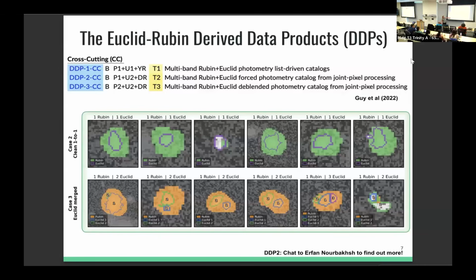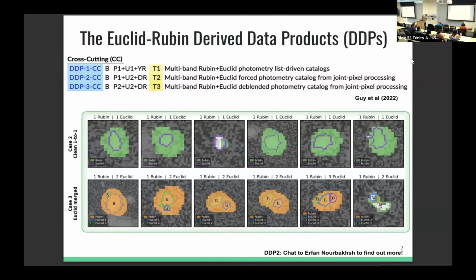But on the bottom, we can see here that in this orange region, that's the area where Rubin detects one source. But in Euclid, we have two separate sources. There's 1 and 2. And we really need Euclid's information to see, okay, there are two sources here. How do we now extract better quality Rubin photometry with that information?